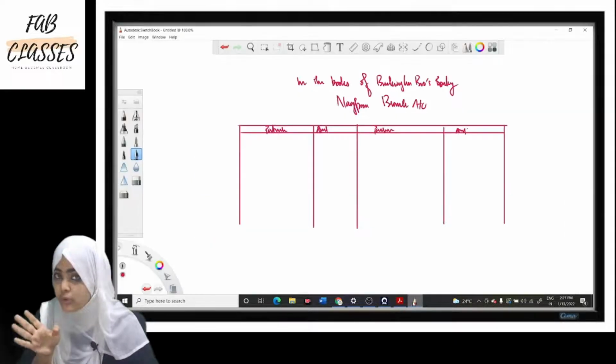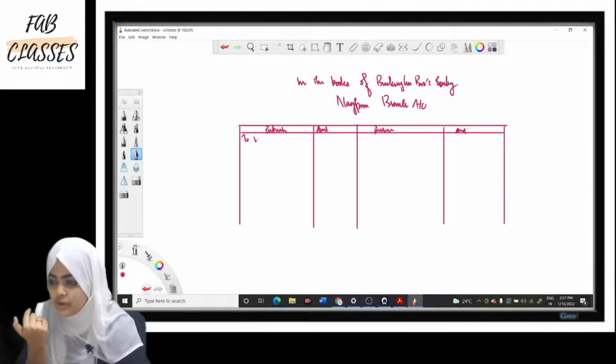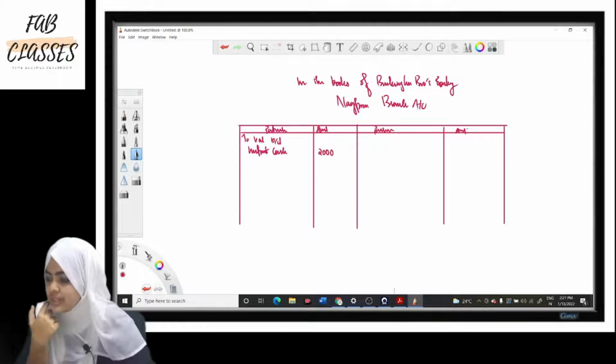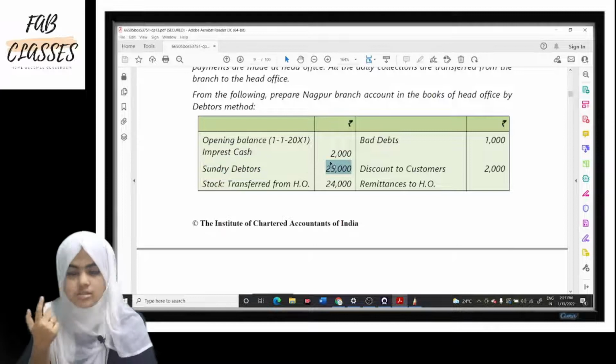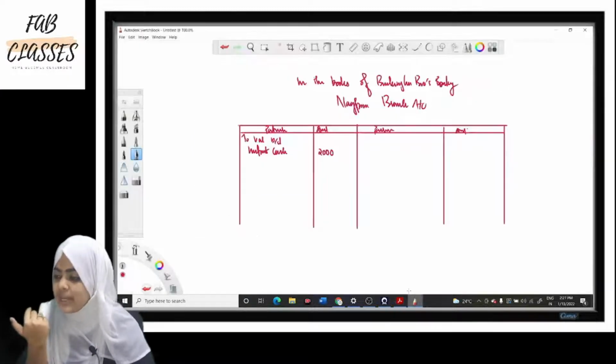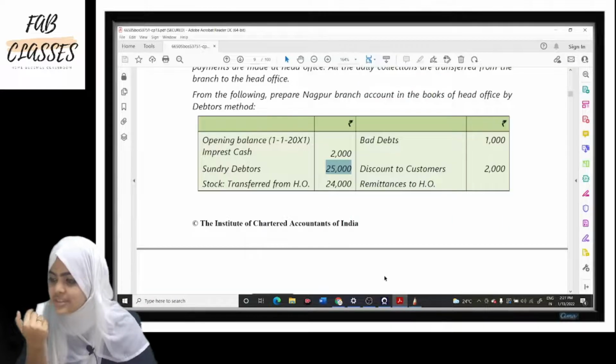So first, what are we going to do? We are going to record all opening balances of assets, right? So first let us record the balance brought down. The first one was imprest cash. How much is the cash? 2000 rupees. Okay, fine. The next one is the opening balance of sundry debtors. That is also an asset. So the opening balance of sundry debtors is 25,000. That is also recorded.